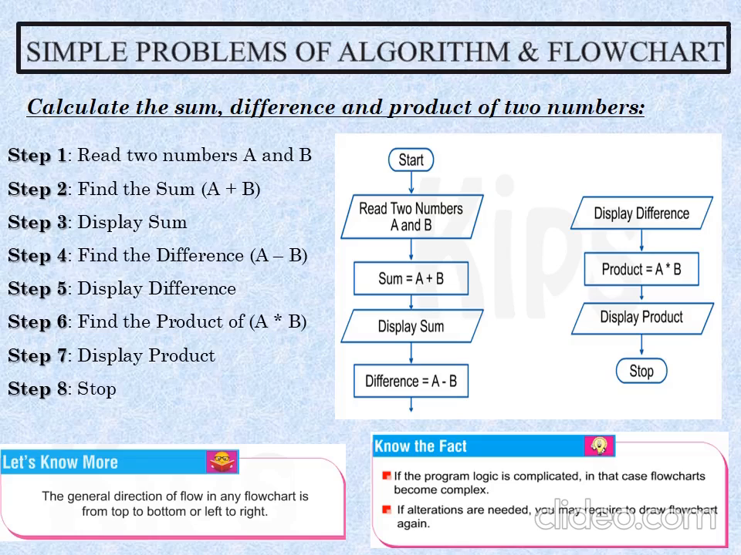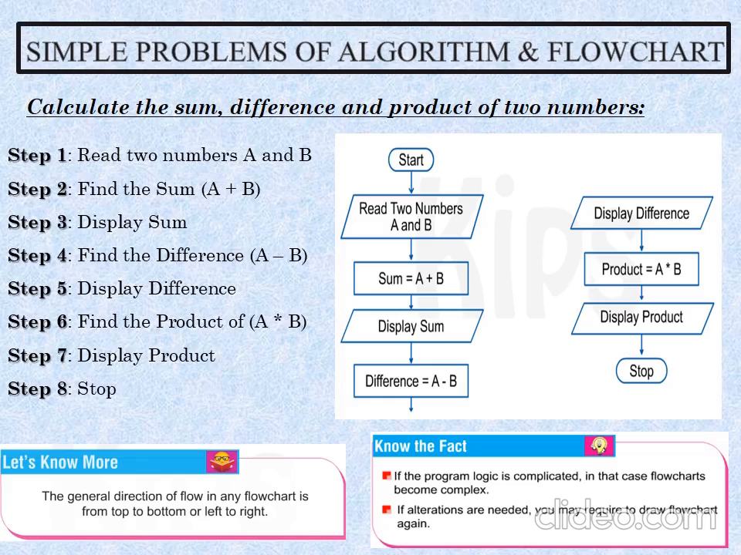Yes, very good. Now, using this algorithm, let us put these steps into a flowchart. What is the first box we need to use? Start box. Read two numbers: in which box do we put it? Input box, because we are inputting the numbers. Then the process is sum: sum A plus B.